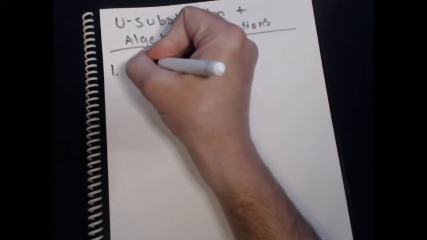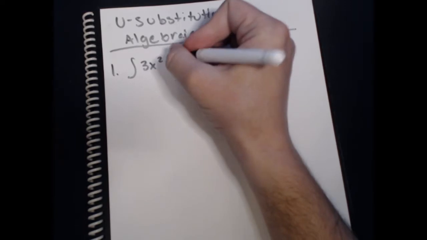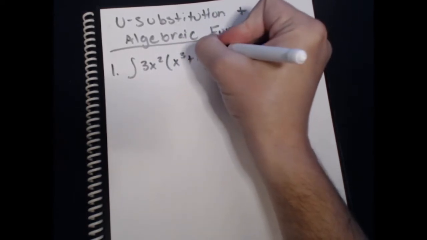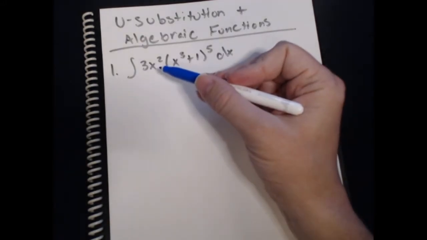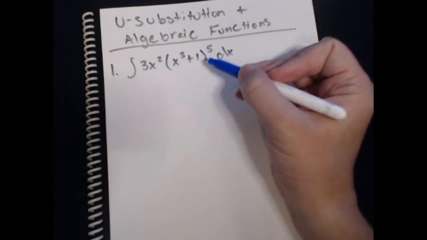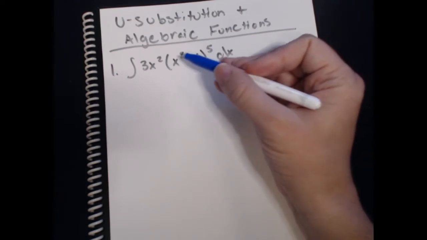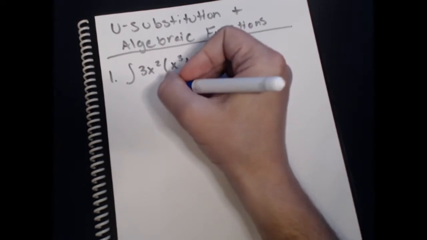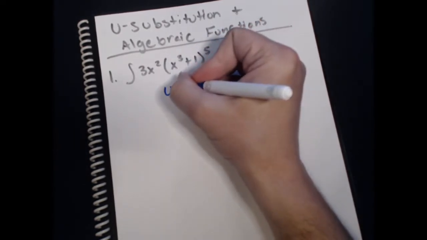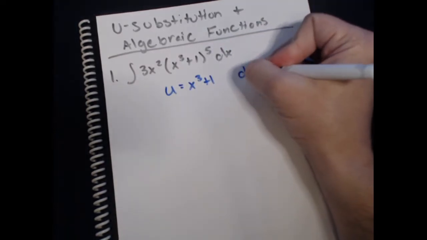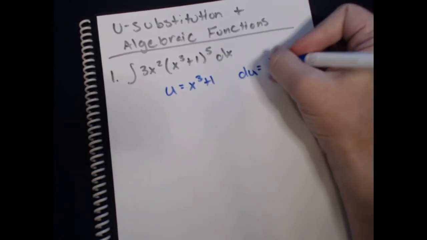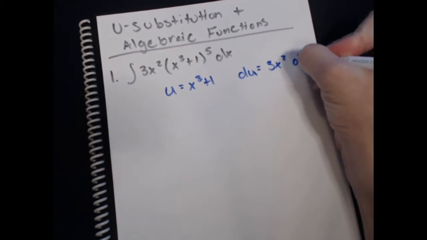So we're going to look at question one, and that is the integral of 3x squared times x cubed plus 1 to the fifth dx. All right. And what we always want to remember is if we're integrating, we can integrate 3x squared, but we can't really integrate this unless we have some type of substitution for it. So this is where U-substitution comes into play. I'm going to change my x cubed plus 1 into a u, right? And then my du, if I took the derivative of that, would be 3x squared dx.